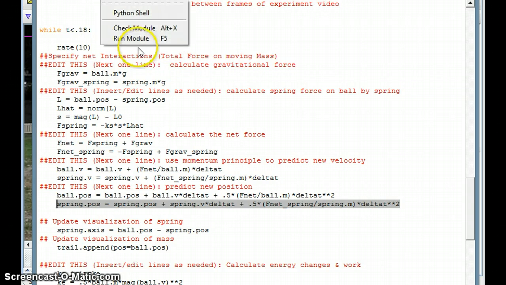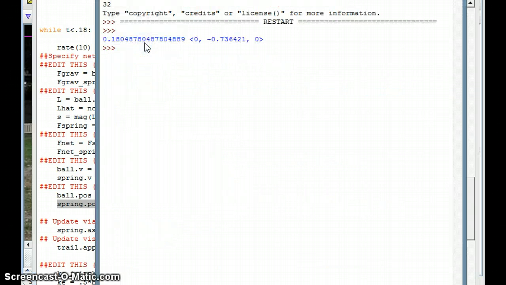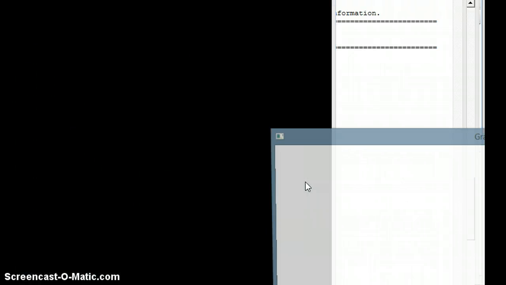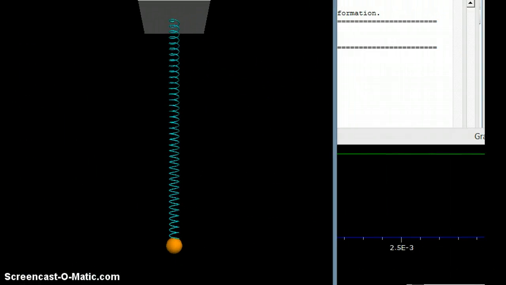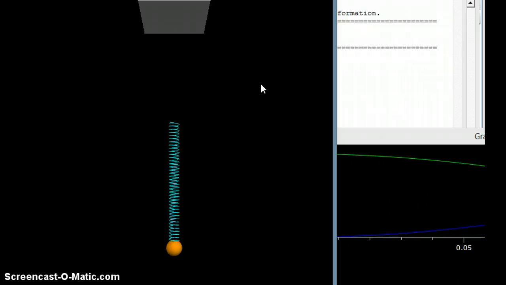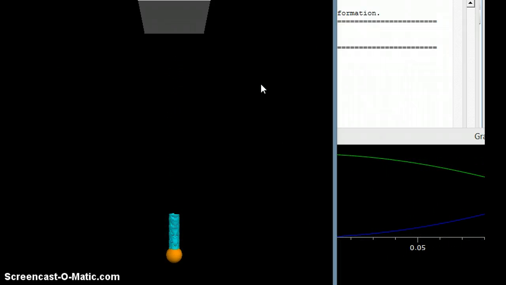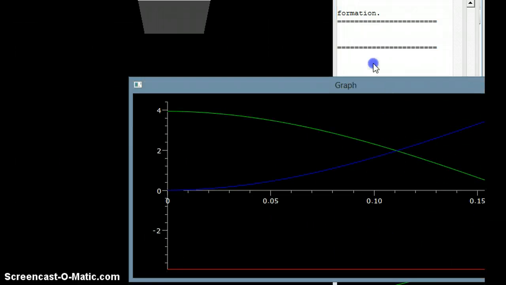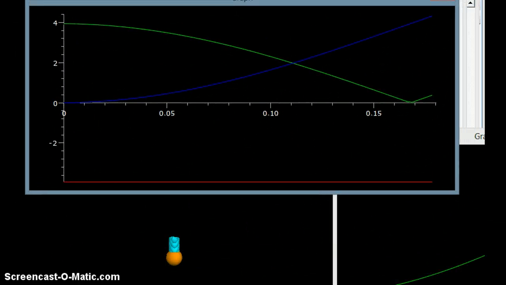So if you run it, right here, you can see that as the top of the spring moves down, the bottom of the spring and the ball are relatively still until the top of the spring reaches the bottom, when they move a little bit.